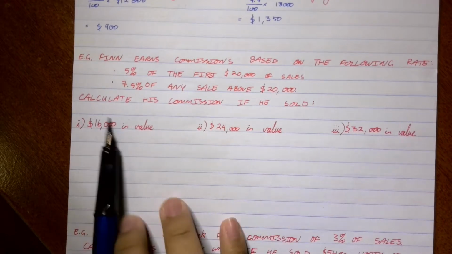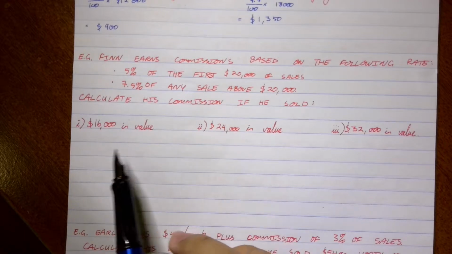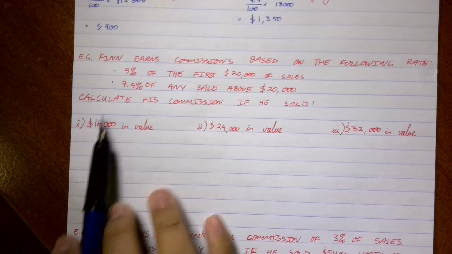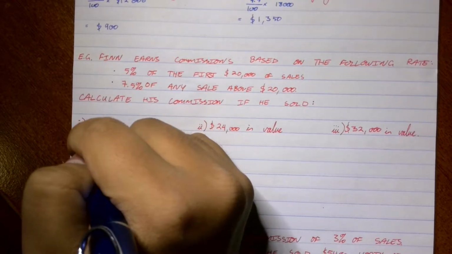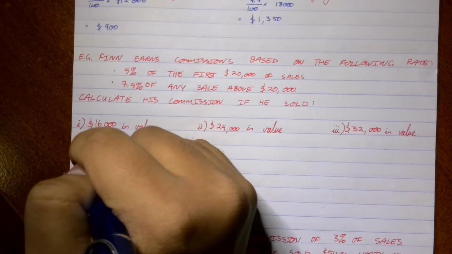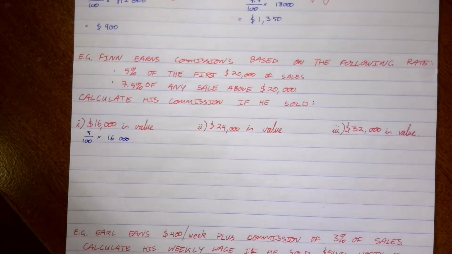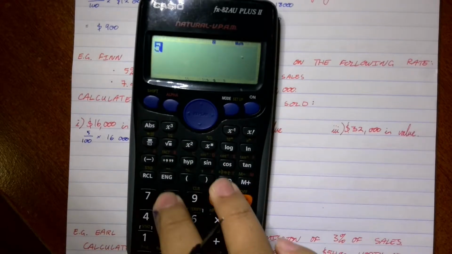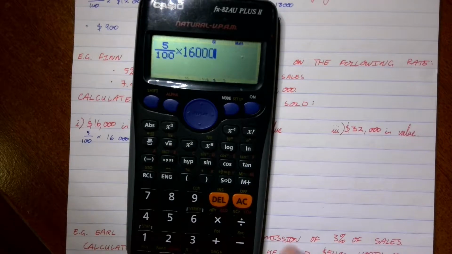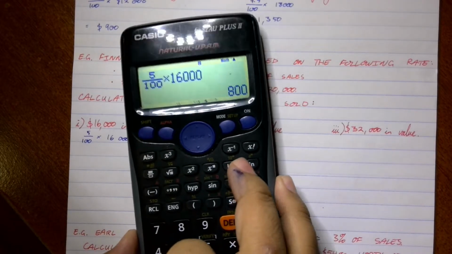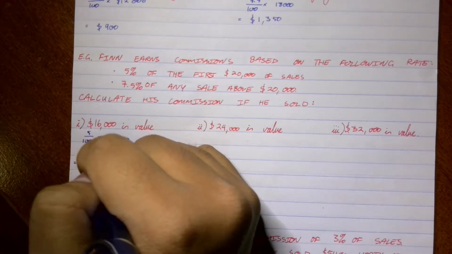Well, because this has not exceeded $20,000, this is just the normal one that we saw in the previous question. Well, 5% of the amount he sold. So this is 5 over 100 times $16,000. We can calculate that. 5 over 100 times 16,000. That's $800 in commission.